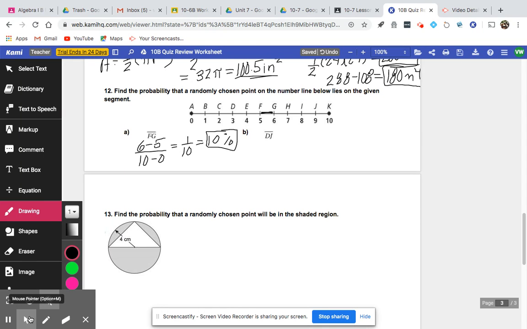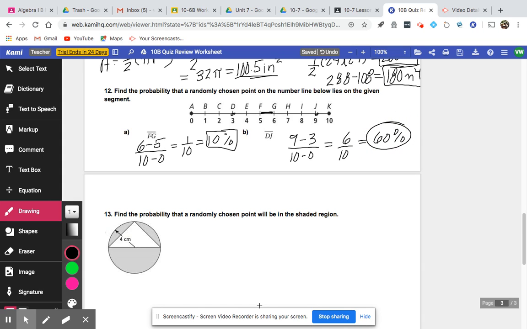Letter B. DJ. Here's D. Here's J. To find this one, we take 9 minus 3. These are the positions of the numbers. Over 10 minus 0. That's supposed to be a minus. There we go. That's 6 over 10, which is 60%. That's A and B.